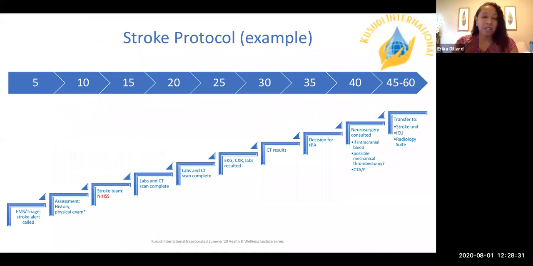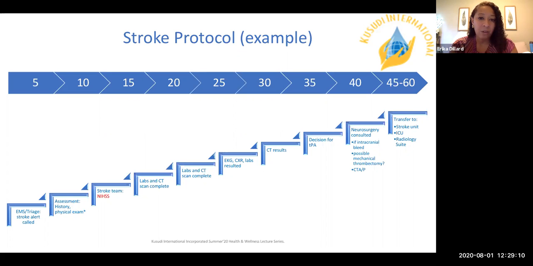So the way that the stroke team gets on board is through a stroke alert. And for that stroke alert, those health professionals have to follow a very specific protocol. Now, this protocol might vary from one hospital to the next, and I'm not going to get into every single detail about what that entails, but what you should see on the top of the screen are numbers from 5 to 45 to 60. That's minutes. So when you hit the door in the emergency room, if there's a concern for stroke, there are certain milestones that should be achieved during 1 hour of your visit as soon as you hit the door.